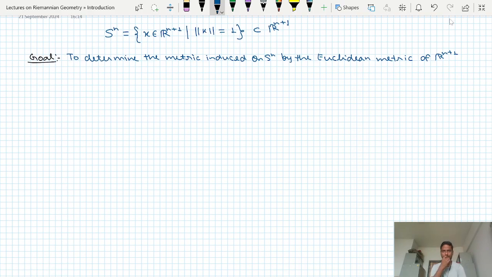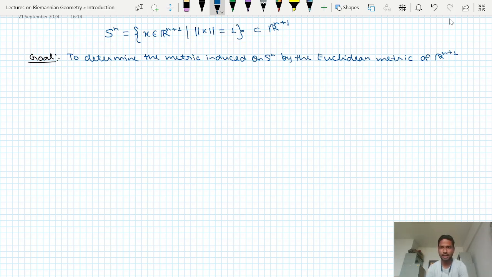Well, I need my coordinate map, the phi, the parametrization. That's what I need. How am I going to define it? Well, there is a very simple way, and you must understand all these things because I'm assuming that you have studied the topological manifold and smooth manifold material. You have proved that Sn is actually a smooth manifold. Okay, so let's see what we can do.